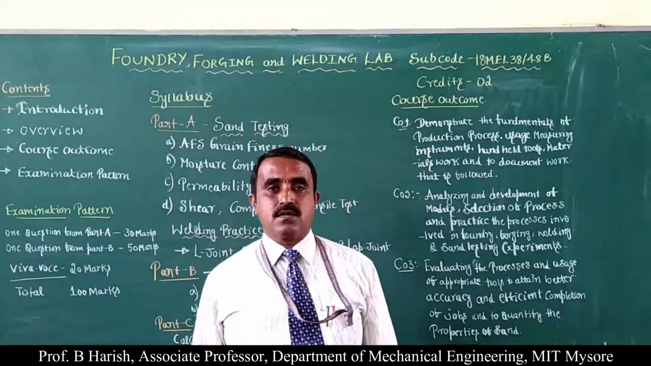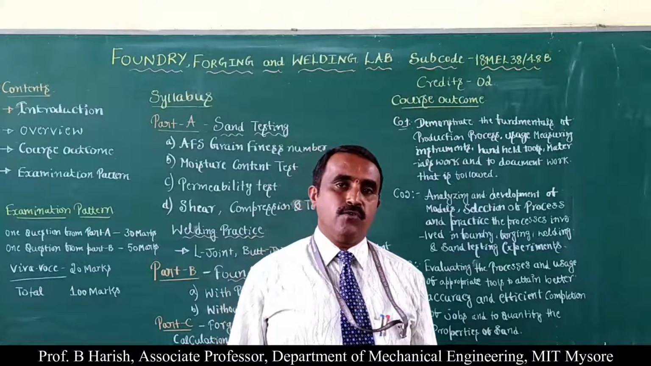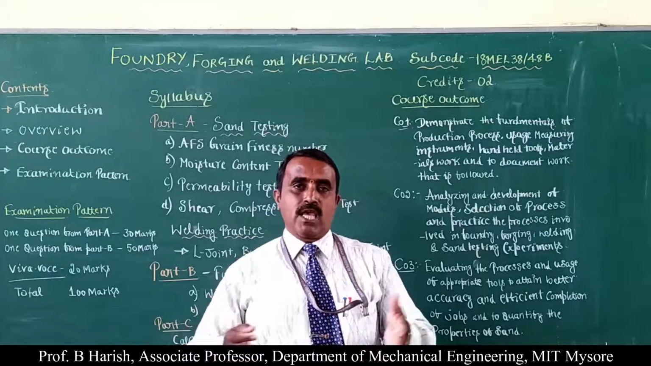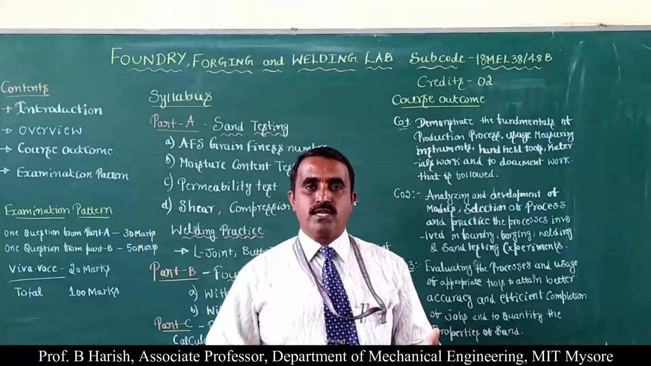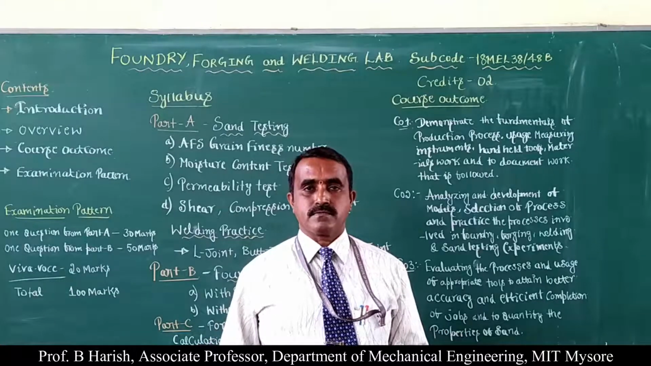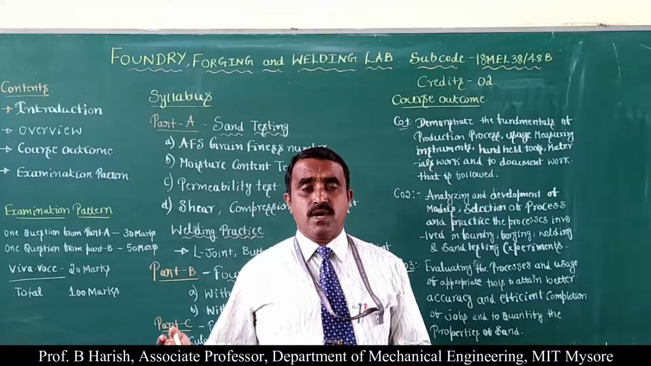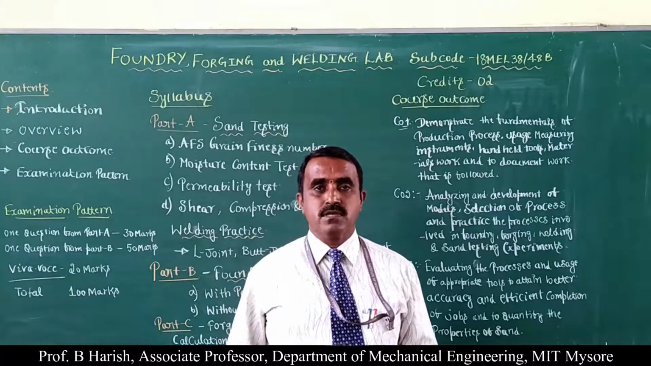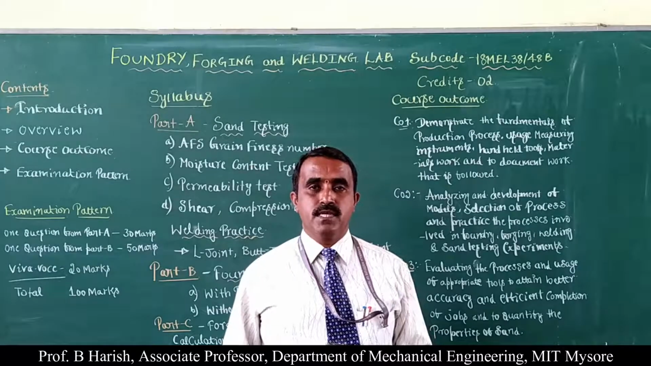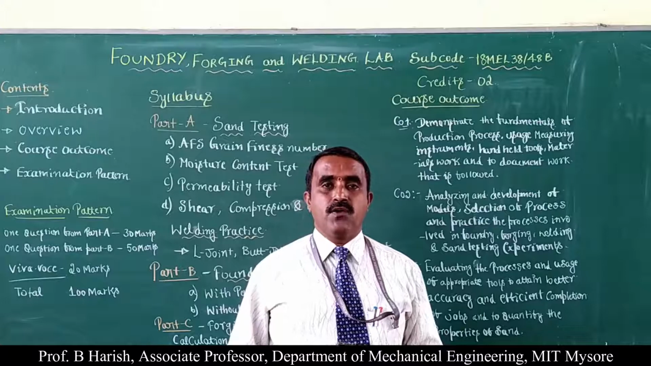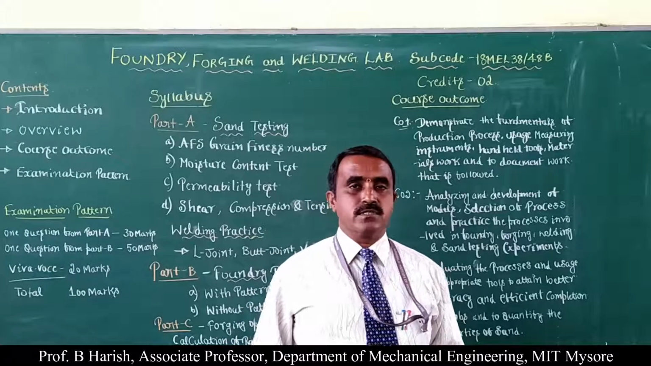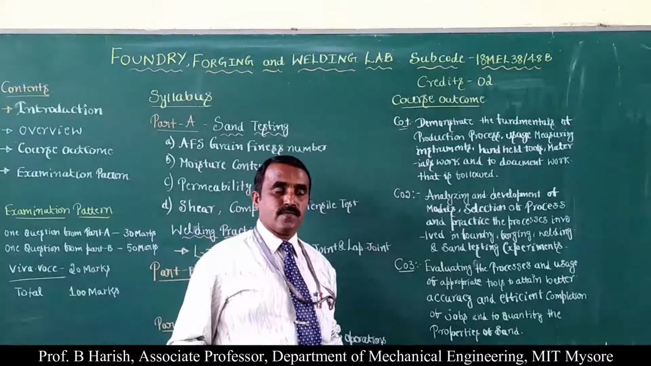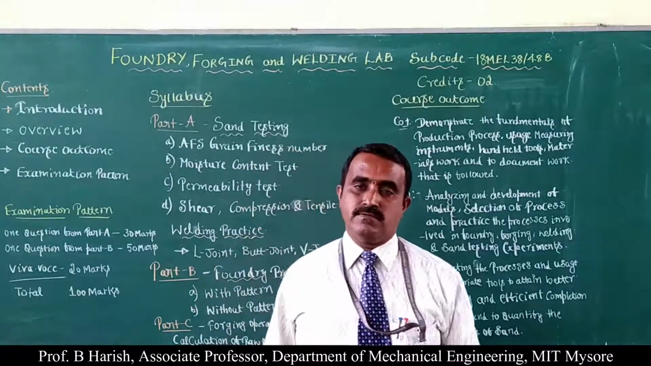So the lab is known as foundry, forging and welding. Now if you want to manufacture any product, you will have the raw material, and you will know how the finished product will be. In between it should pass through a mechanical process. A process is one where the raw material is converted into a finished product. We have different types of mechanical processes. So here in this lab, you will come across three different processes: foundry, forging and welding.